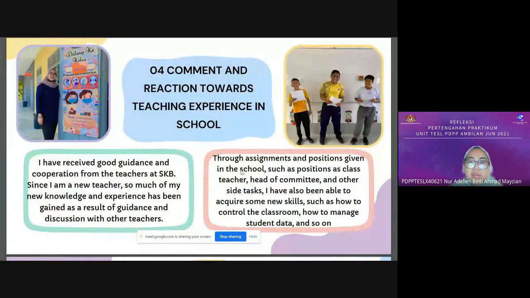So my comments and reaction towards teaching experience in school. I have received very good guidance and cooperation from the teachers at my school, since I am a new teacher. So much of my knowledge and experience has been gained as a result of guidance and discussion with other teachers. And through the assignments and the positions given in the school, such as, like I mentioned before, the class teacher and head of committee, and the other side tasks, I have also been able to acquire some new skills such as how to control the classroom, how to manage student data, and so on.